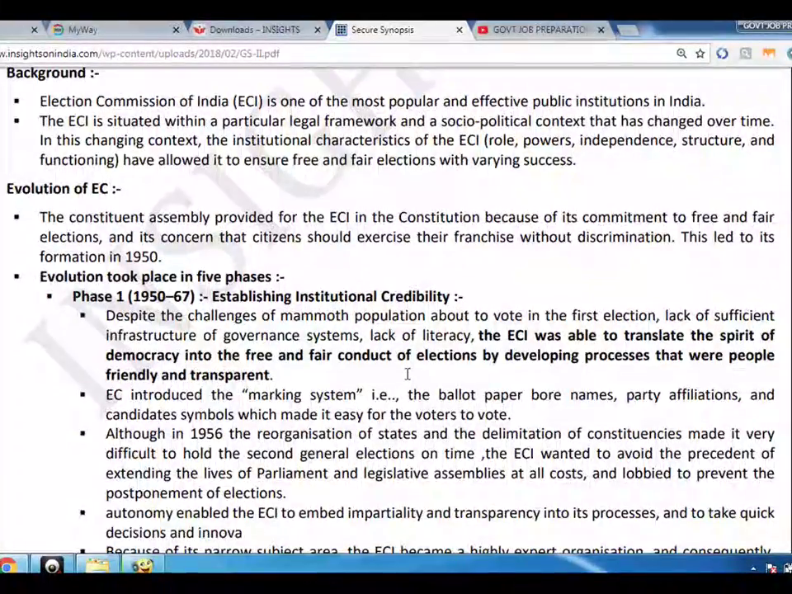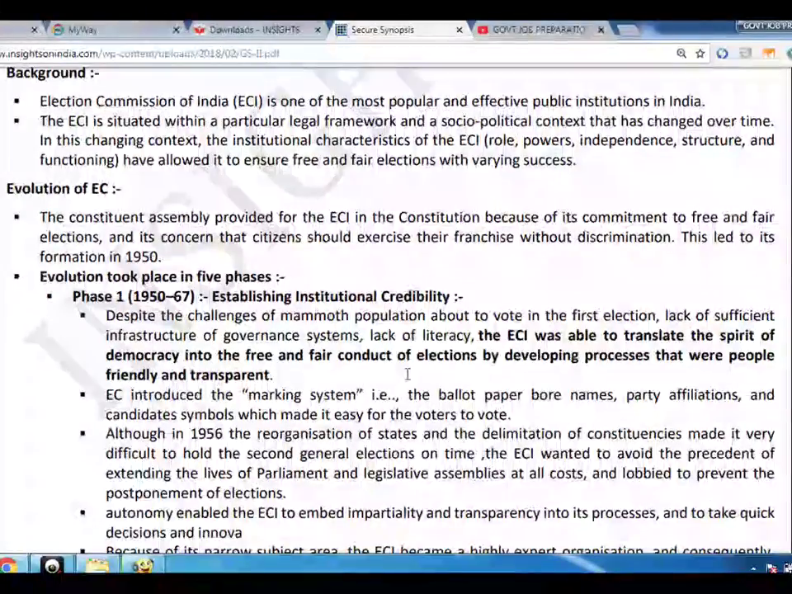The ECI was able to translate the spirit of democracy into the free and fair conduct of elections by developing processes that were people-friendly and transparent. The EC introduced the marking system, and the ballot paper bore names, party affiliations, and candidates' symbols, which made it easy for the voters to vote.